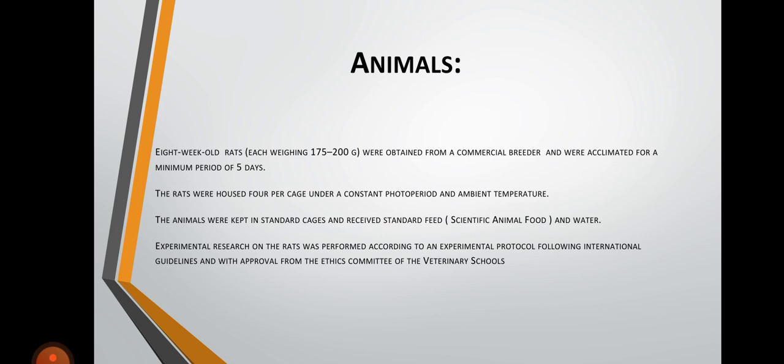What are the prerequisite features of the animals in which we can perform various tests of drugs? Animals should be 8 to 10 weeks old. Rat should be considered as the specimen, and the weight of the rat is around 175 to 200 gram. It should be retained in a standard cage and should receive standard food and water. The temperature around the rat is also strictly maintained according to the guidelines of the veterinary school.